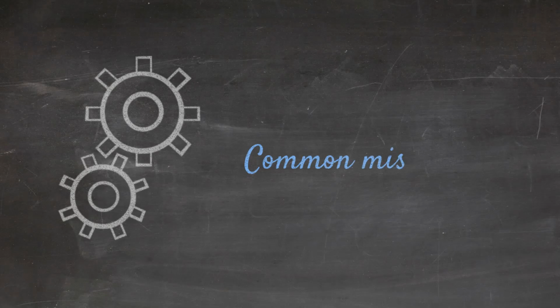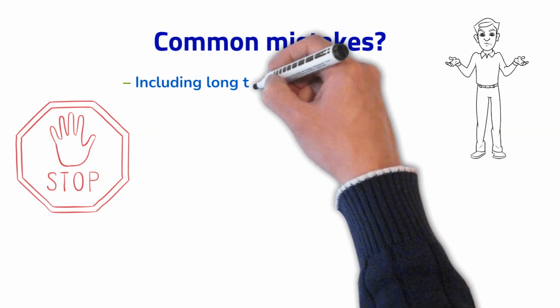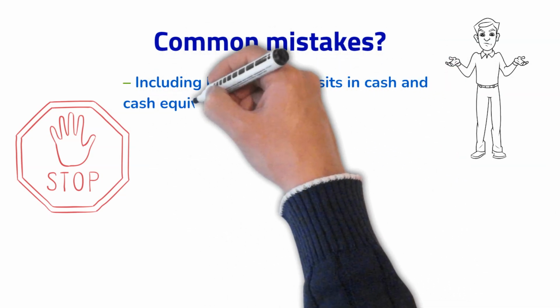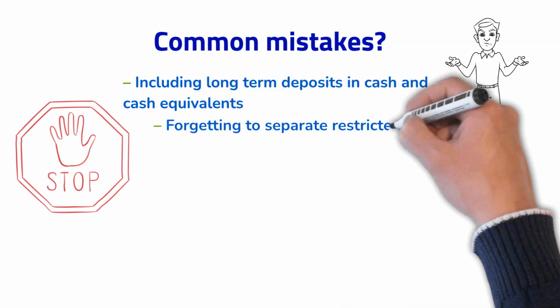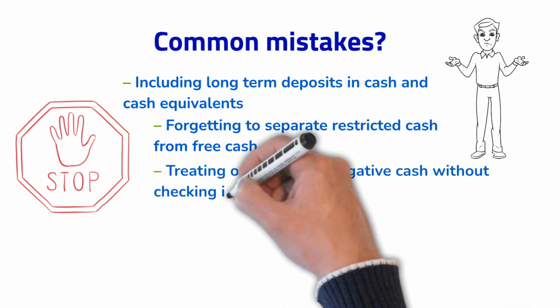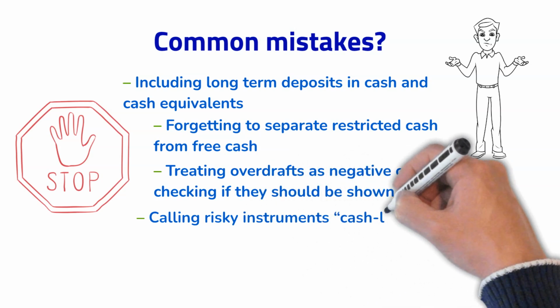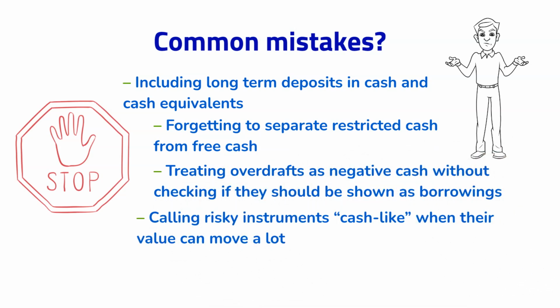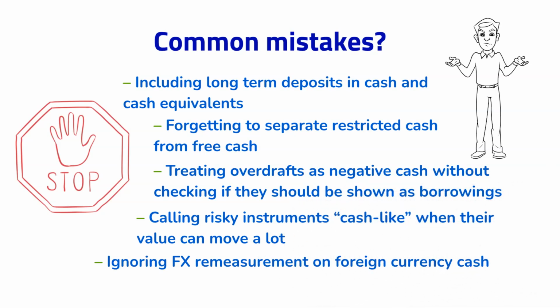Now, a few common mistakes when handling cash balances. The first one, including long-term deposits in cash and cash equivalents when they are really investments. The next one, forgetting to separate restricted cash from free cash. Treating overdrafts as negative cash without checking if they should be shown as borrowings. Holding risky instruments cash-like when their value can move a lot. Ignoring forex remeasurement on foreign currency cash.